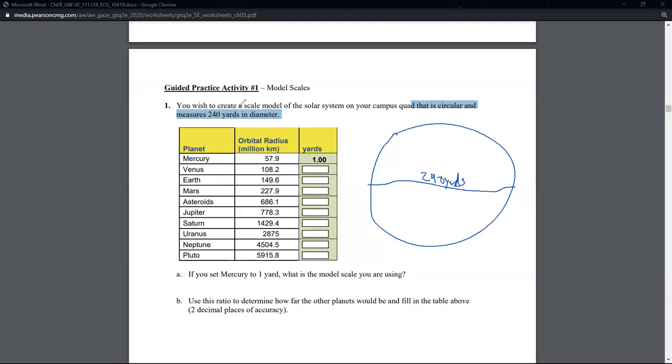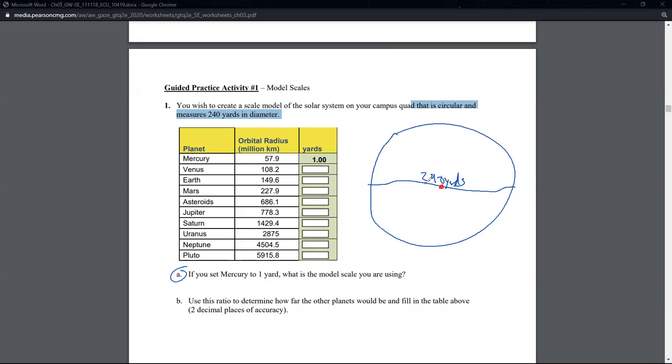So what they will say is we want to create a scale model of the solar system on the quad that is circular and measures 240 yards in diameter. And we're going to scale Mercury to 1 yard. This is our decision. We said, all right, in this, we want to make, let's say our center is right here.